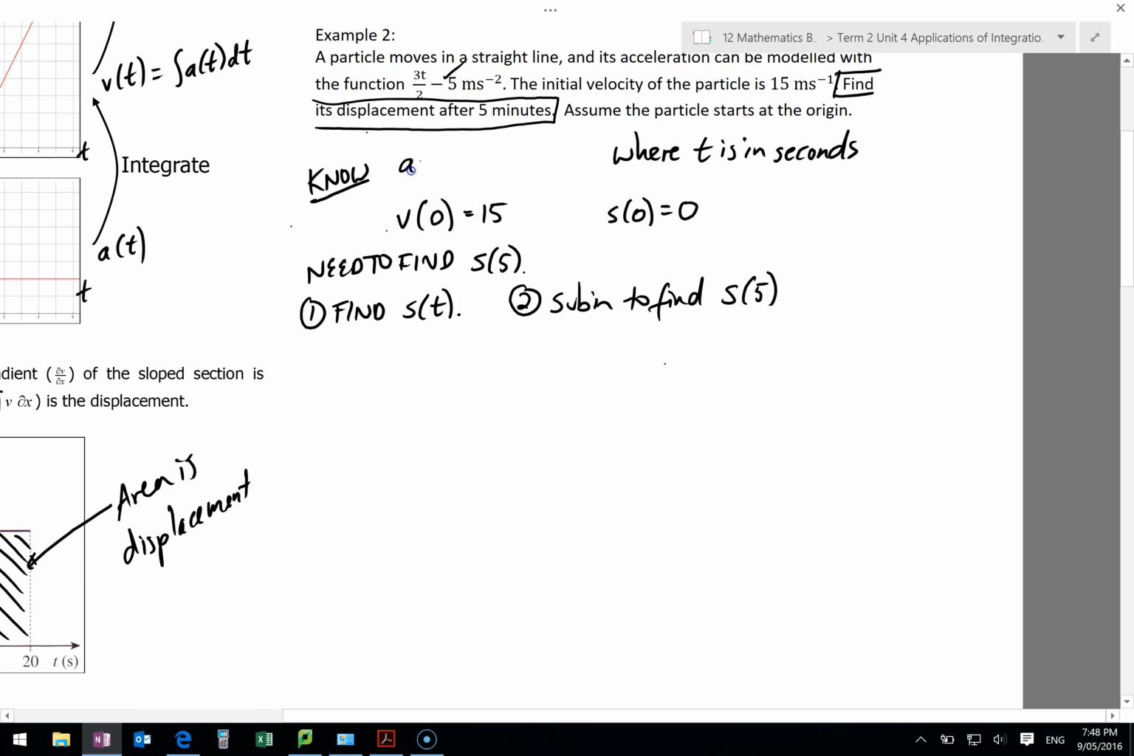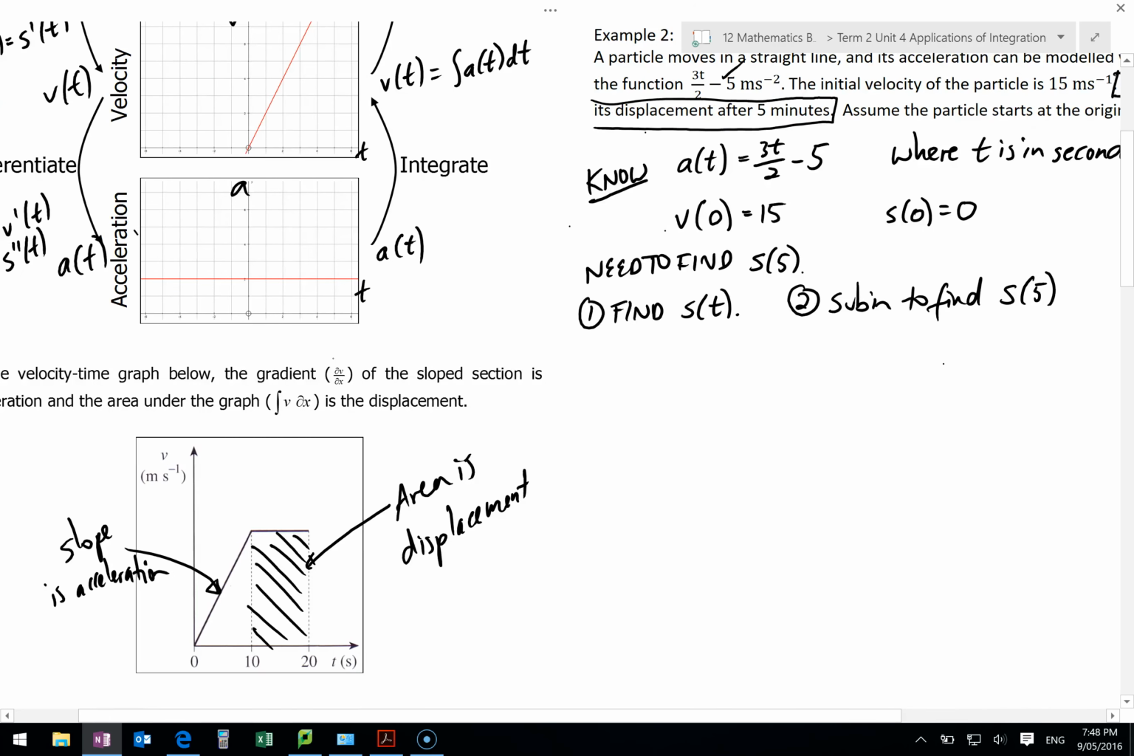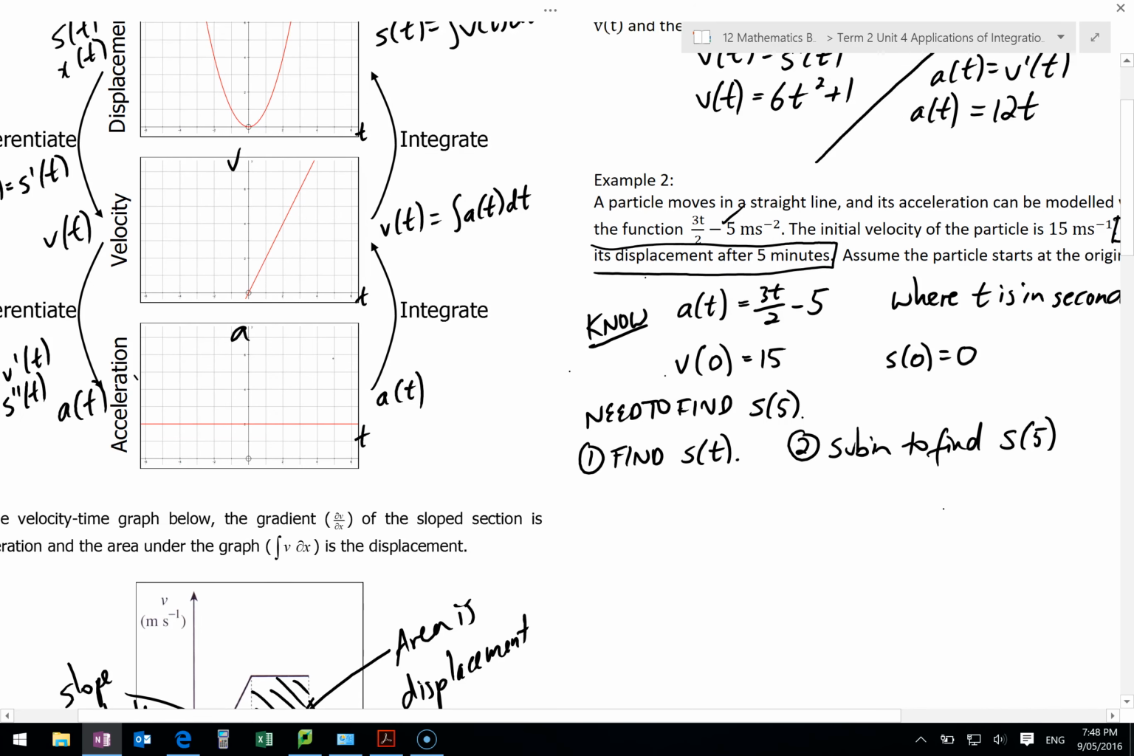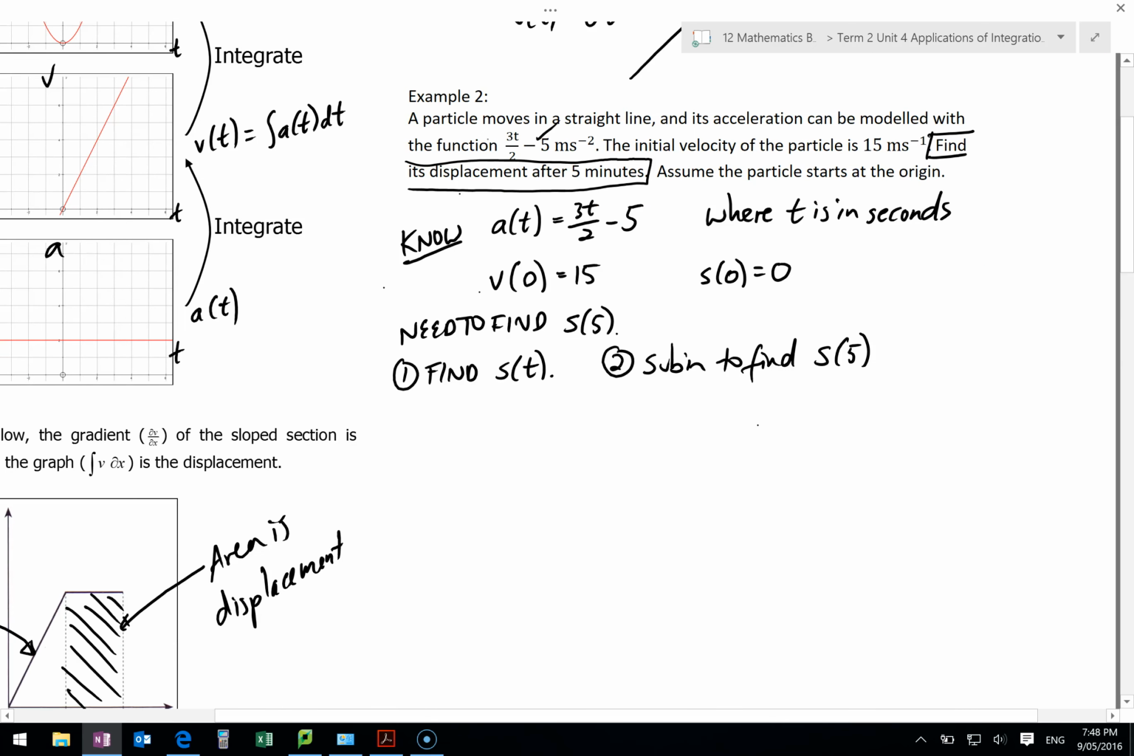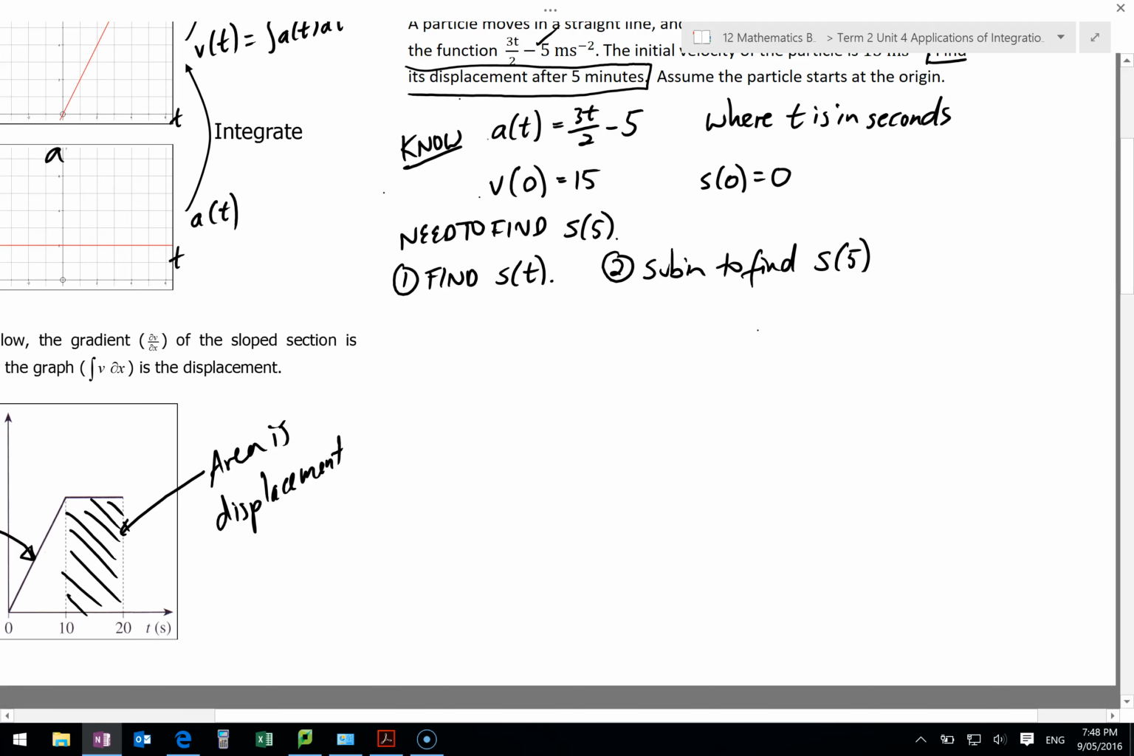Don't know where my acceleration function went, but I'll write it back here. So I've got acceleration, trying to find displacement. I'm going to need to take 2 steps here. I'm going to need to first get the acceleration function, integrate it to find a velocity function, and then integrate it again to find a displacement function. So I'm sure I can do that. Find s of t.